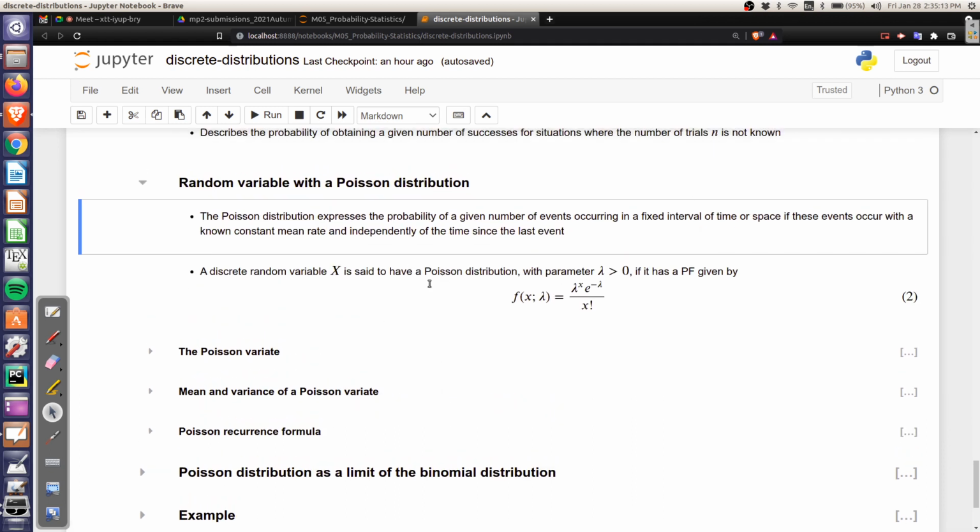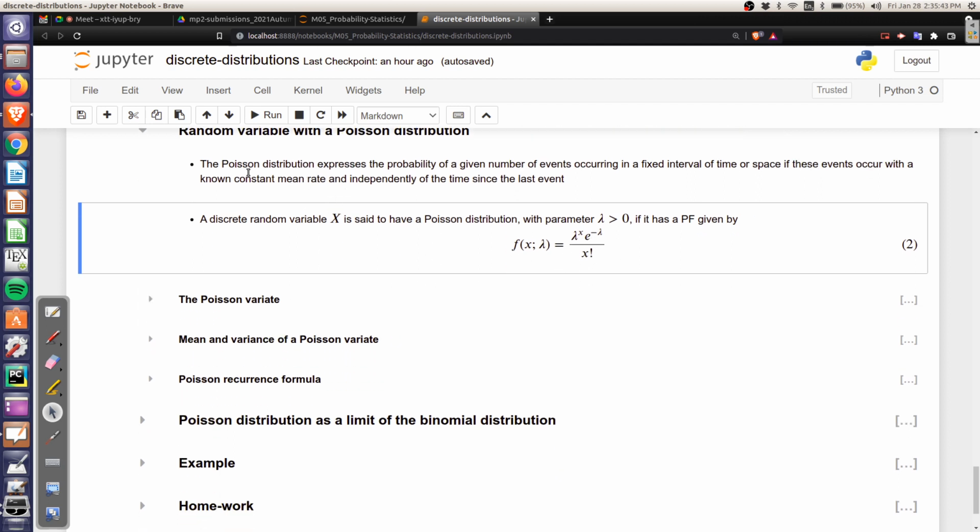So right now just focus on the maths part of this one. Suppose I have a discrete random variable x. Then this discrete random variable x is said to have a Poisson distribution with a parameter lambda, and this lambda is always positive, if it has a probability function which is given as e to the power minus lambda, lambda to the power x, by x factorial. So if it follows a probability function like this, then this is a Poisson distribution.